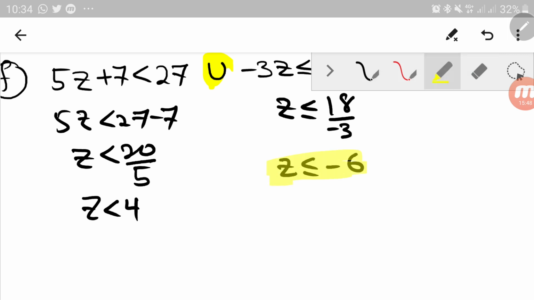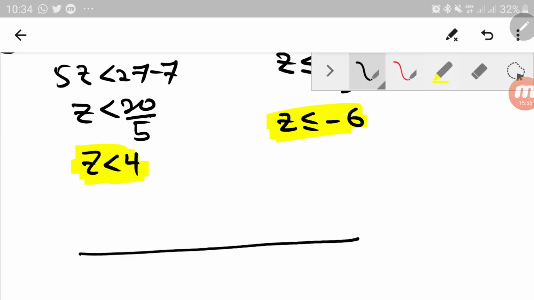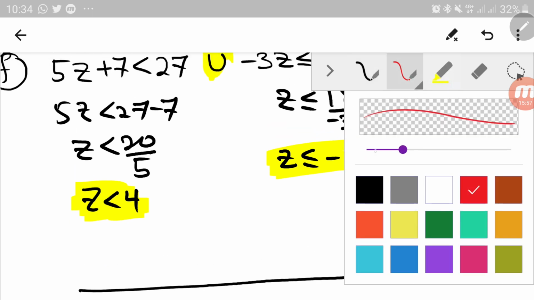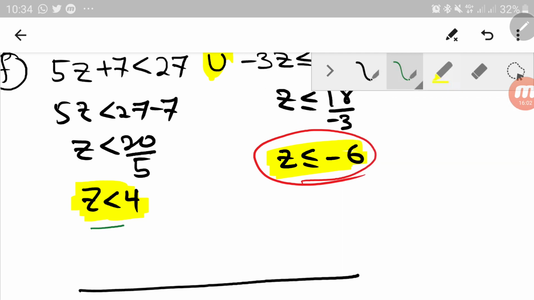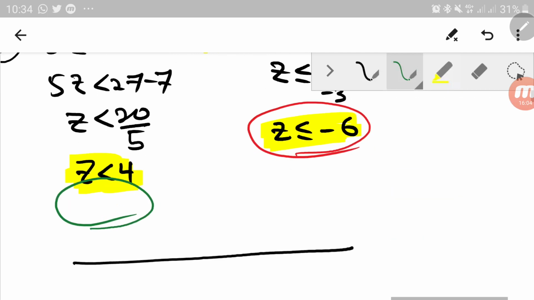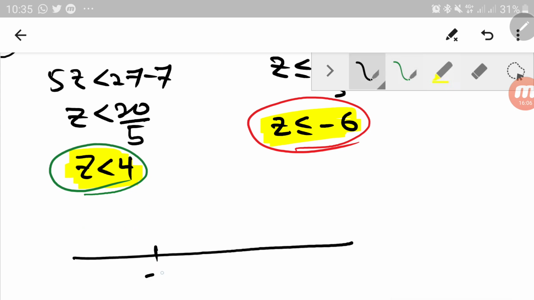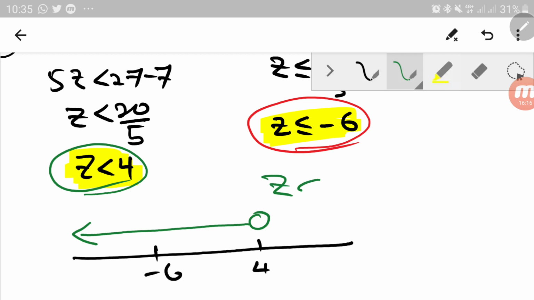We solved this and we solved this, but we haven't combined them. So let's combine them over here. Maybe I use orange for this one and green for this one. So for green, we have minus 6 and we have 4. Green is the open empty circle going to the left. z less than 4, so the arrow is here, going to the left.